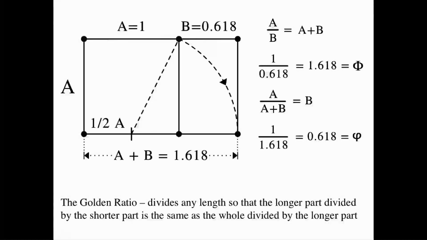So the golden ratio is a way to divide any length so that the longer part divided by the shorter part is the same as the whole divided by the longer part, as you can see in this diagram. And so what that means is that 0.618 is to 1 as 1 is to 0.618. And it's actually an irrational number that goes on infinitely, but in the fourth decimal place is a 0, so 0.618 is very close to exactly the golden ratio.